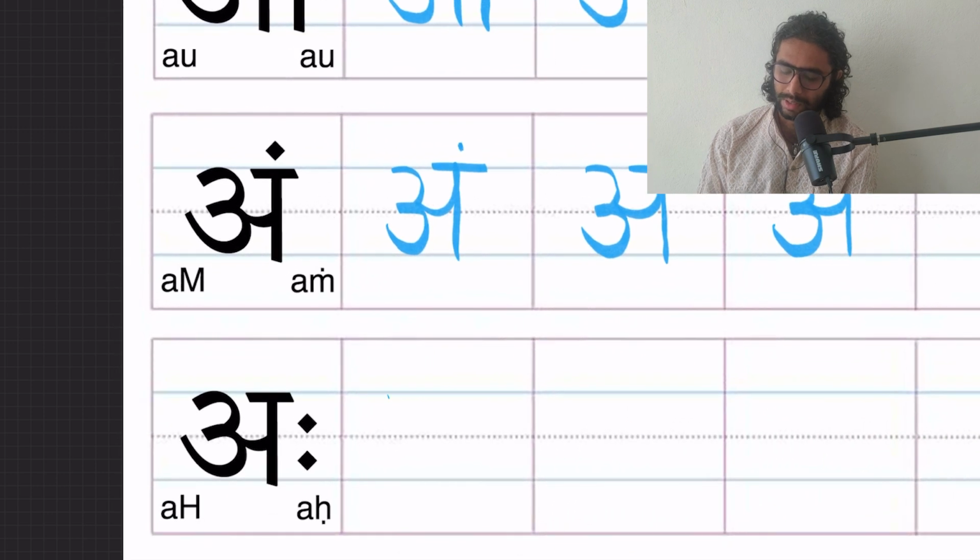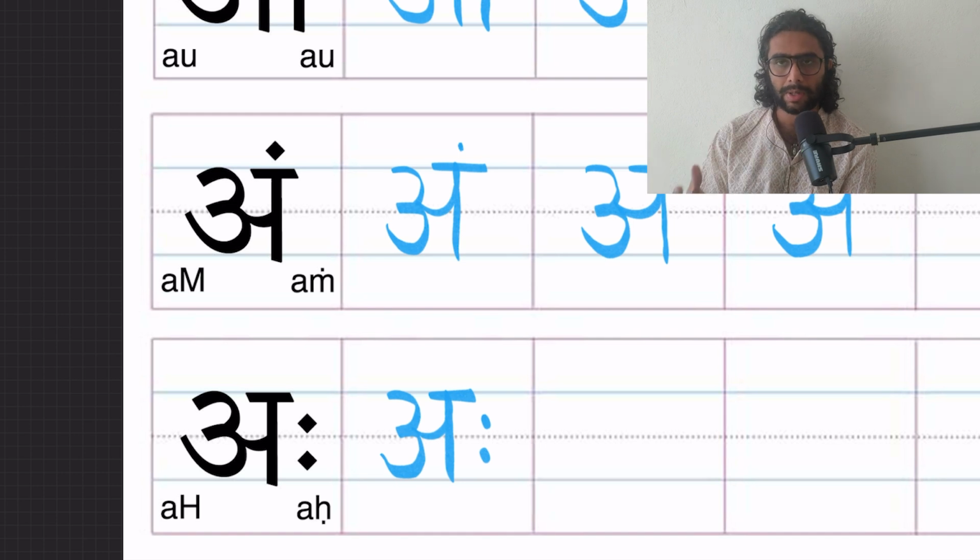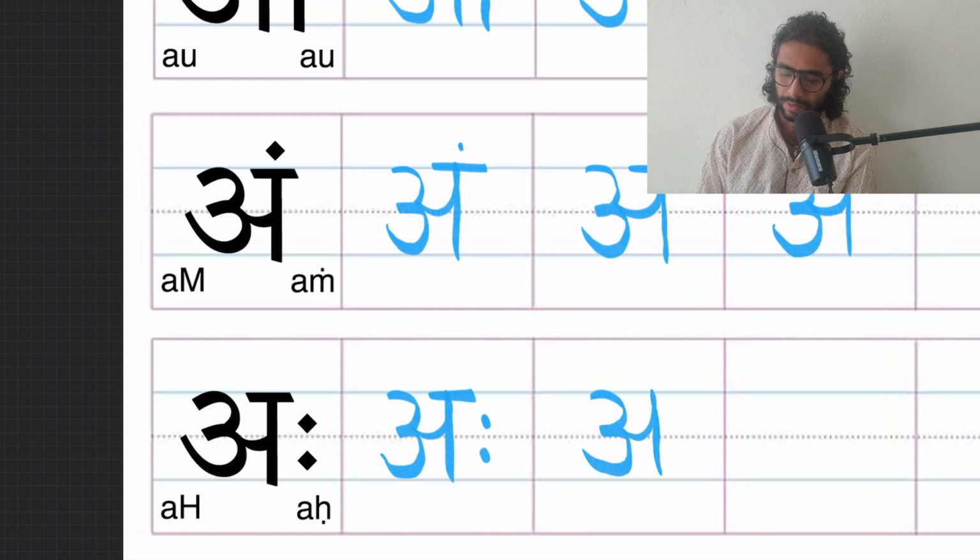And the last one is Aha, which is A with a visarga. These two dots, one below the other, is a visarga, or an expulsion of air, which is Aha. One more time.